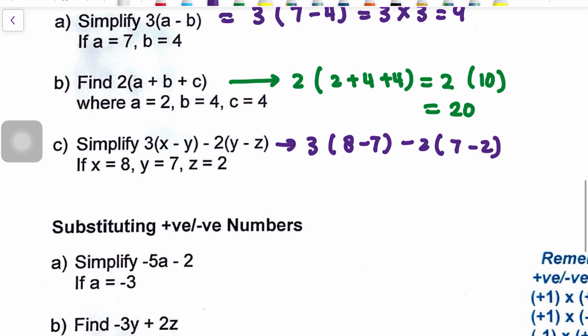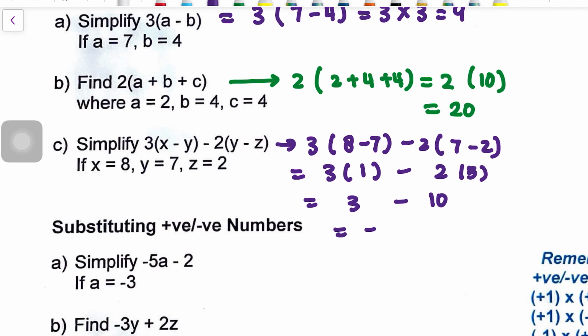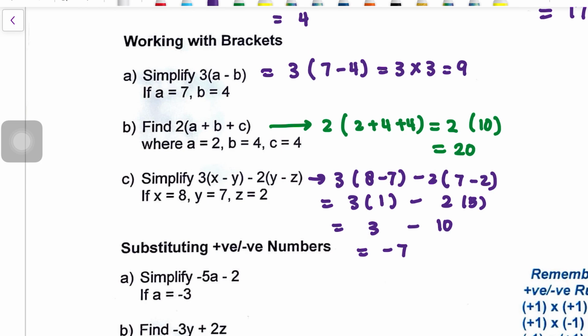Okay, now BODMAS rule, we deal with the brackets first. So that will be 1, so 3 times 1, and then this one is 5, so 2 times 5. 3 times 1 is 3. 2 times 5 is 10, so the answer is negative 7. So that is the answer to question part C.